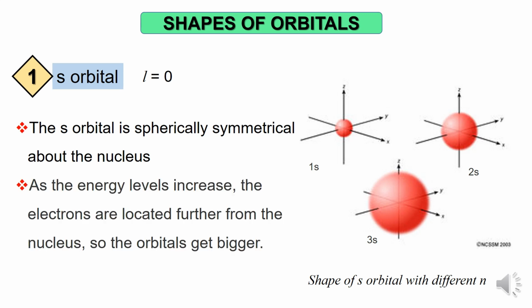As the energy levels increase, the electrons are located further from the nucleus, so the orbitals get bigger. The order of size is 1s is smaller than 2s, smaller than 3s, and so on, as shown in the diagram. An s orbital is spherically symmetrical, but the size and energy for 2s is larger than that of 1s.